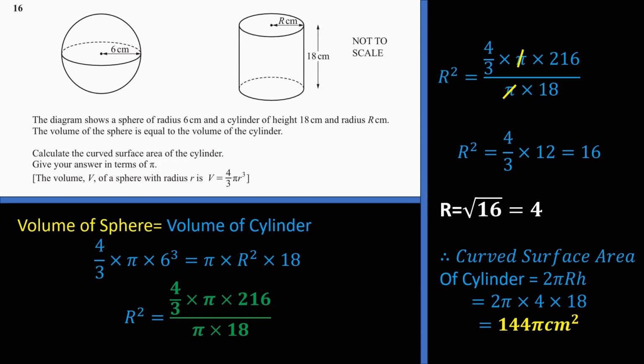So we now have 4/3 times 12, which gives us 16. Of course, 4 times 12 is 48. Divide 48 by 3, you will get 16. And that is the value of r squared. But that's what we are looking for, is the radius of the cylinder. So we take the square root, and that gives us 4. Okay, that gives us 4 positive square root, because cylinder is a length which is measured using positive number. So the radius is 4.